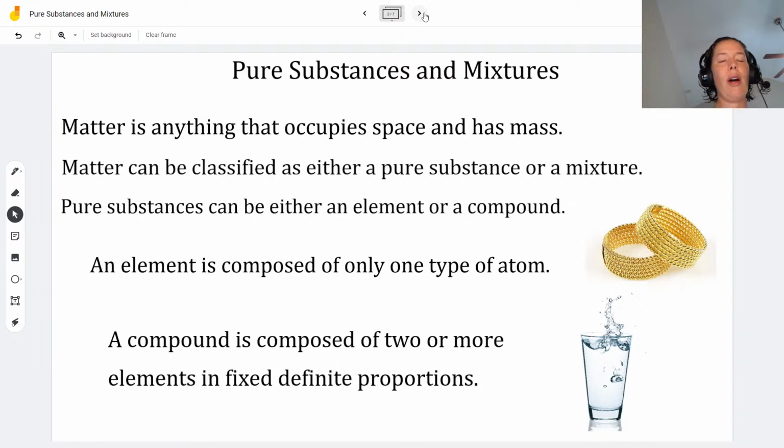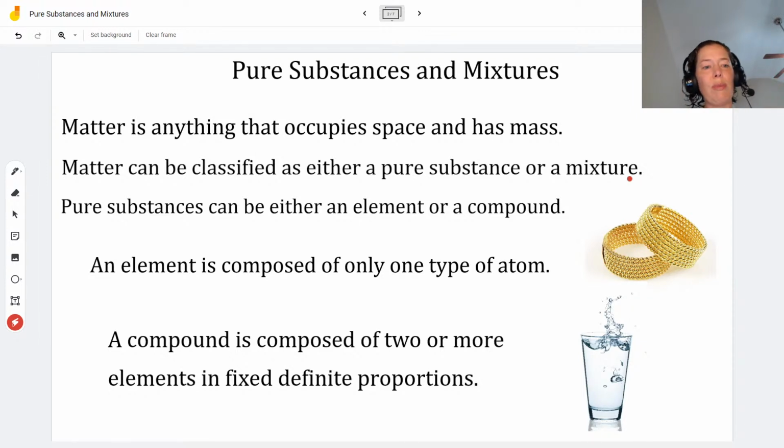Okay, so first, just to get our language correct here. First of all, matter. Matter is anything that occupies space and has mass. So the great chemistry joke is you matter because you occupy space and you have mass. So that is the definition of matter. Now, matter can be classified in two different ways. We can either classify it as a pure substance or a mixture. First, I'm going to focus on the pure substances, and then we will focus on the mixtures.